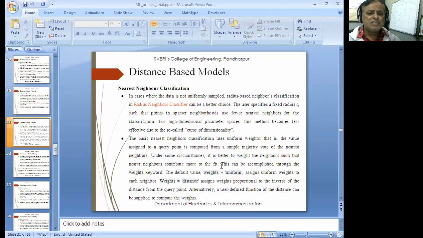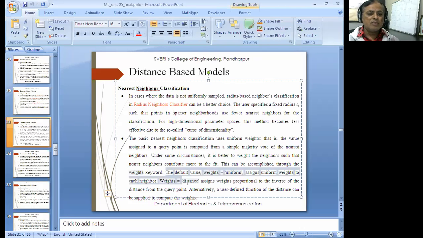The basic nearest neighbor classification uses uniform weights, that is the value assigned to the query point is computed from a simple majority vote of the nearest neighbors. So the default value, that is weights equal to uniform, assigns uniform weights to each neighbor, and weights equal to distance assigns weights proportional to the inverse of the distance from the query point.